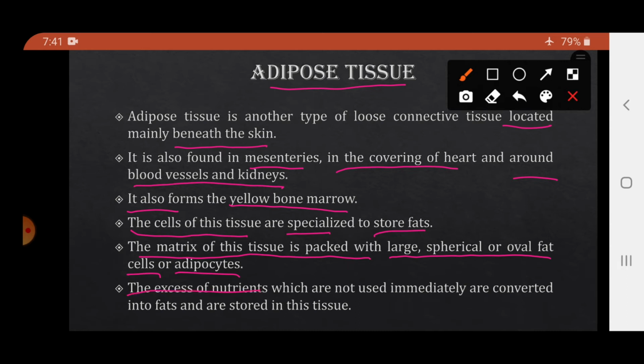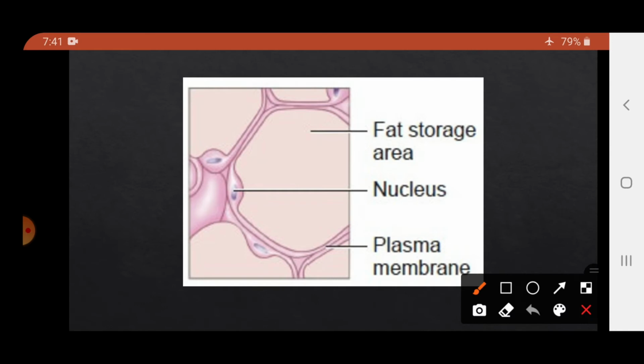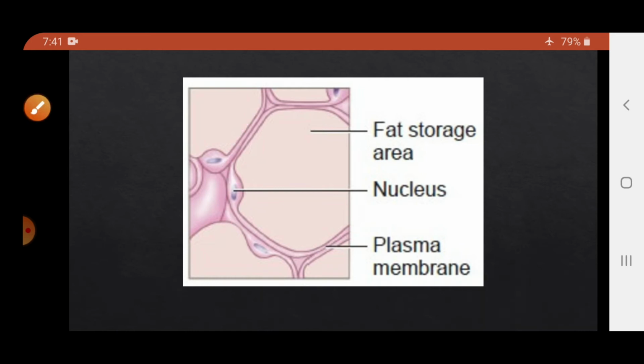The excess of the nutrients which are not used immediately are converted into fats and are stored in the tissues. अपनी बॉडी में डाइजेशन होकर जो भी न्यूट्रिएंट्स बचता है, उसमें से जो न्यूट्रिएंट्स एक्सेस होता है, यानी कि जो इमीडिएटली यूज़ नहीं होने वाला होता है, वो जो फूड है वो किस में कन्वर्ट हो जाता है? फैट में. एंड आफ्टर बीइंग कन्वर्टेड इनटू फैट दे आर स्टोर्ड इन द एडिपोज टिश्यू. See students, this is a fat cell और एडिपोसाइट. ये यहाँ पे फैट स्टोर होता है. This is a nucleus and this is the plasma membrane of the adipocyte.